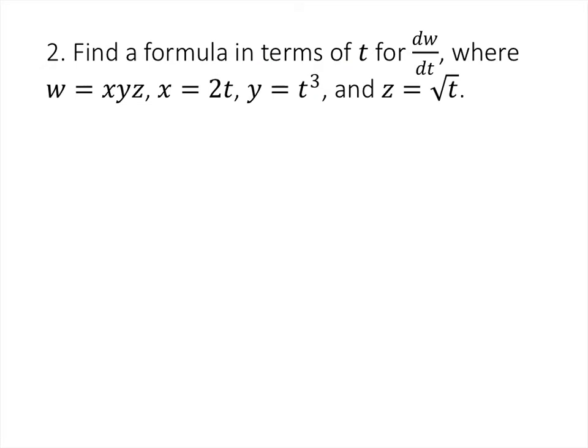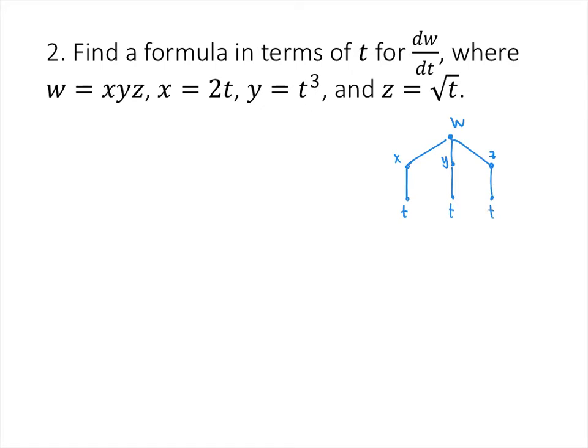Similar problem here. Here we want a formula in terms of t for dw dt, where w is xyz, and then x and y and z are given here. So again, we can draw our tree. We start with w at the top. w is a function of x and y and z, so we have 3 line segments coming down. And then each of x, y, and z are functions of t.